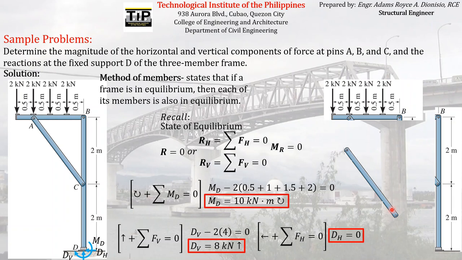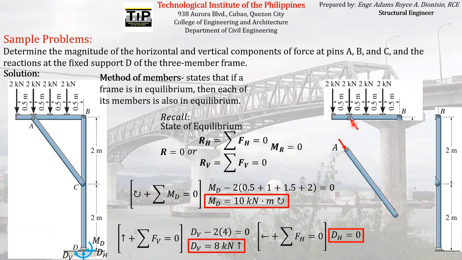So tawagin na lang natin yung magnitude niyan, yung resultant ng horizontal and vertical component ng reaction dito, or ng force na nag-act dito galing dito sa member na to. Tawagin na lang natin yung magnitude niyan ay force A, since nag-act naman siya dito sa pin A. And since itong pin na to, or itong end na to, tsaka itong end na to, connected sila kanina, sineparate lang natin, may lalabas na internal forces, equal in magnitude but opposite in direction.